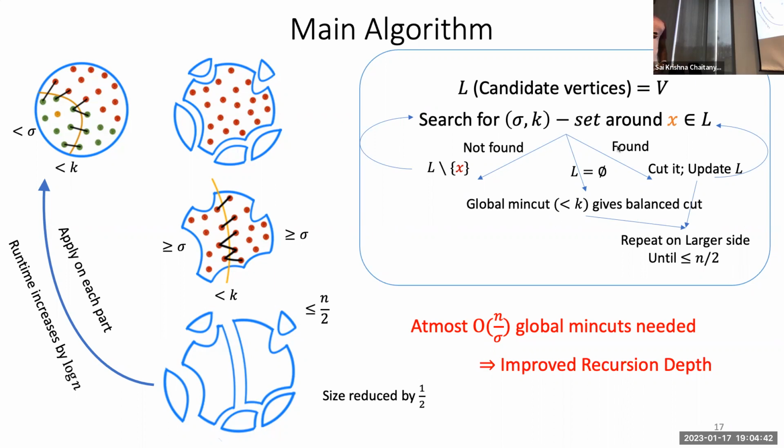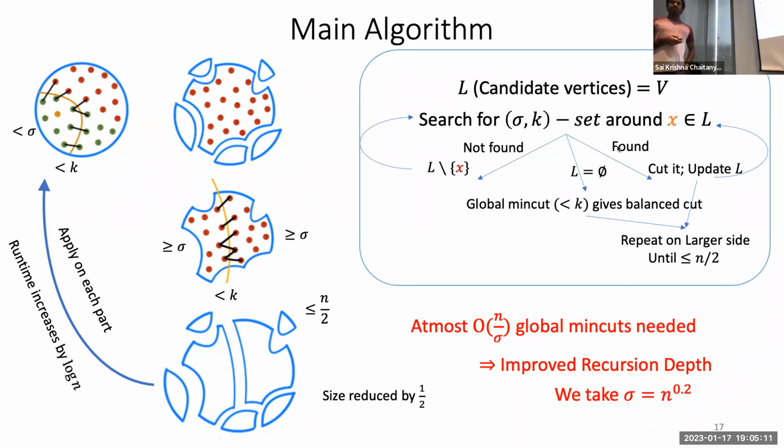We need not apply global min cuts n times. Now we are only applying it order of n over sigma times, and this is the improved recursion depth that we are getting. And because in optimizing the running time we take sigma equal to n power 0.2, that is why we actually get our algorithm runtime. So this is the actual improvement we get when we use that local k cut subroutine.